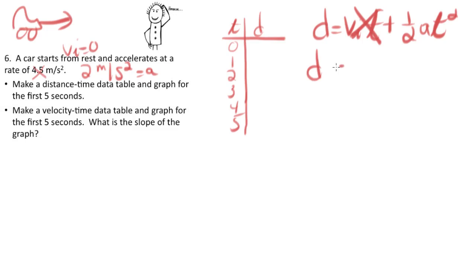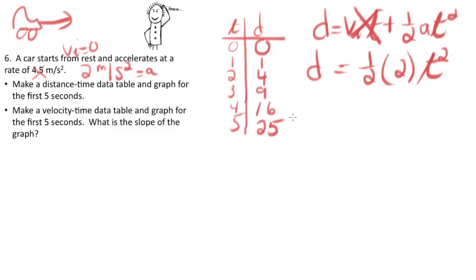So, to find our distances in this table, we're going to take 1 half of 2 and put in whatever time squared. So that would be 0. 1 squared is 1. Half of 2 is 1. So we have 1. Then we have 2 squared is 4. 4 times 1 is 4. Okay, 3 squared is 9. 9 times 1, 9. That's why I use the 2. It's pretty easy, right? Because half of 2 is 1, and so we have 4 squared is 16, and then 5 squared is 25, okay? So that is what we're going to have.